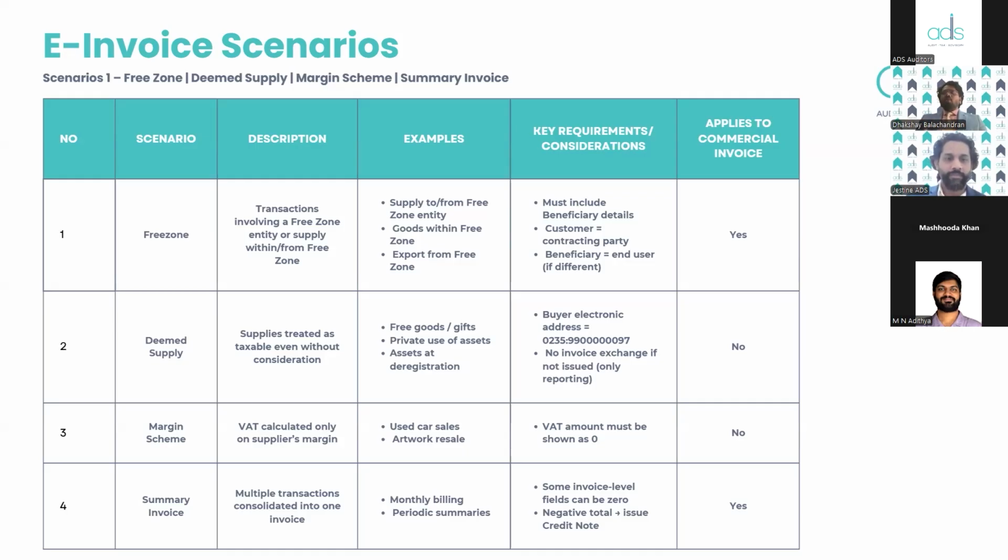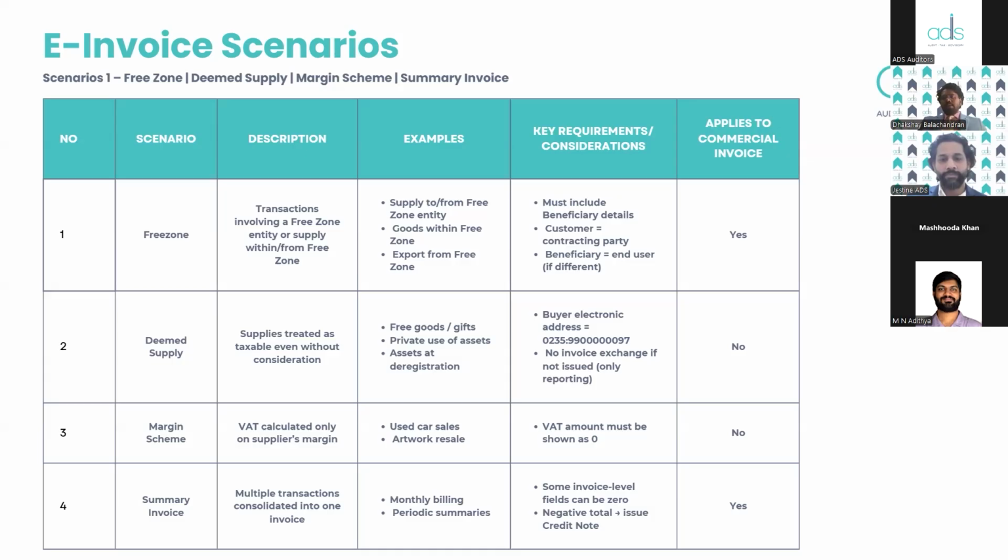In this case, you have to have the buyer electronic address as the specific address which you can see on the screen, which is basically 0235:9900000097. And no invoice exchange is required if the invoice is not issued. So only reporting is required in case you have a deemed supplier. And again, deemed supplier is nothing but you giving some goods for free or using some assets for yourself. I hope it's clear. And in case of any doubts, just shoot me the questions and I'll be more than happy to answer them.